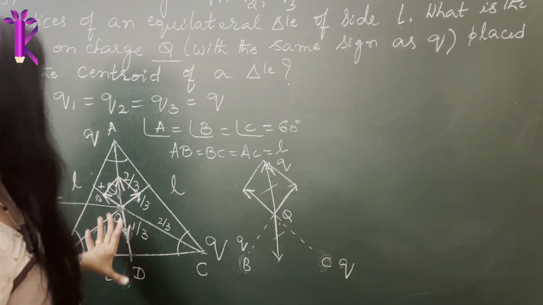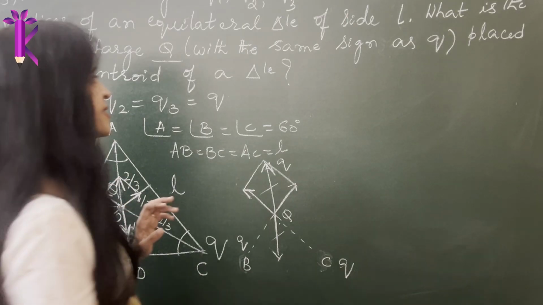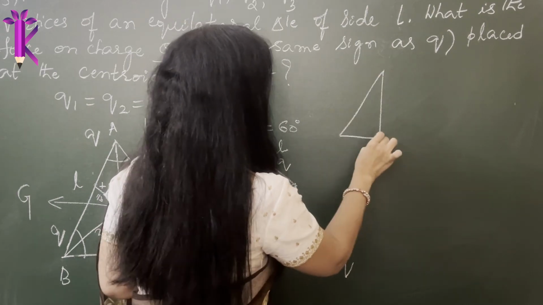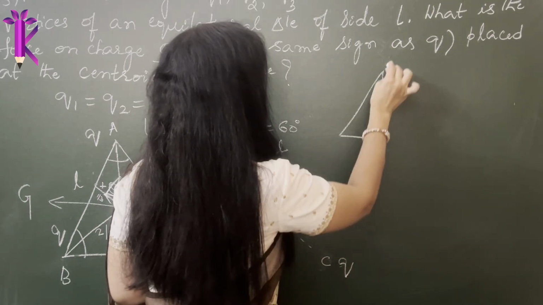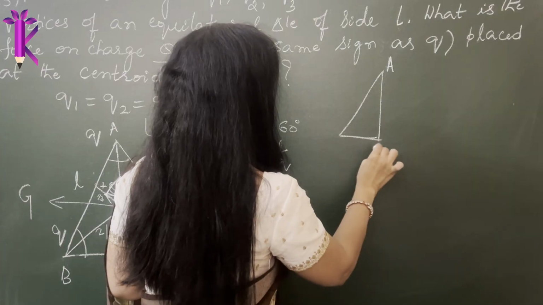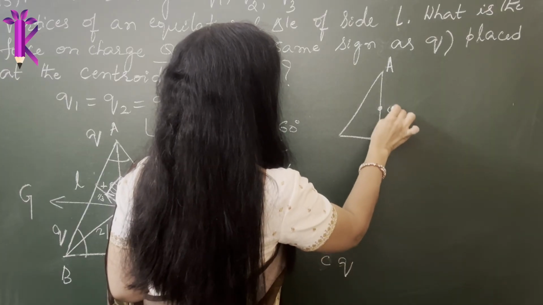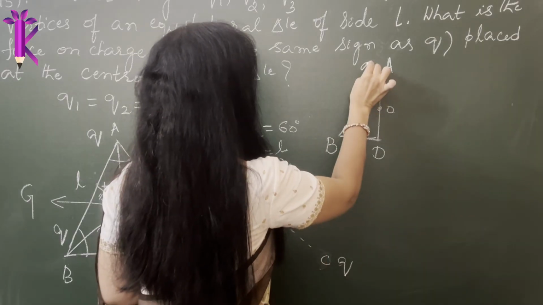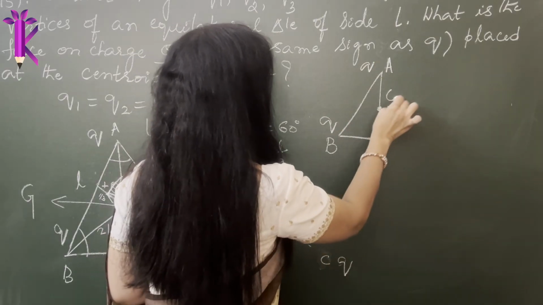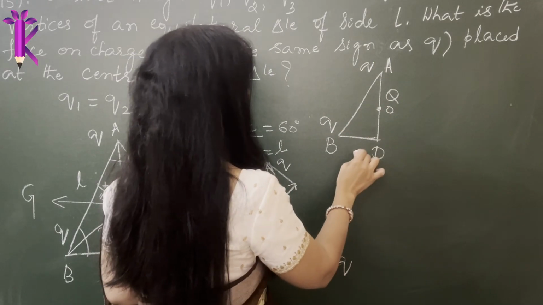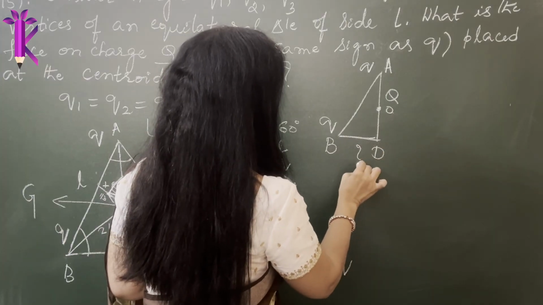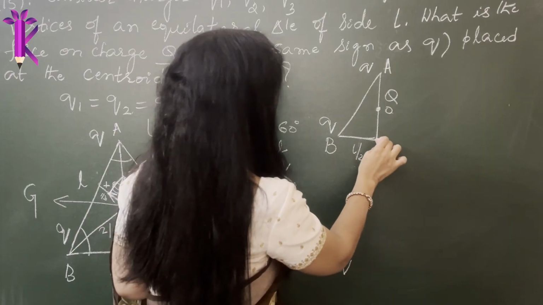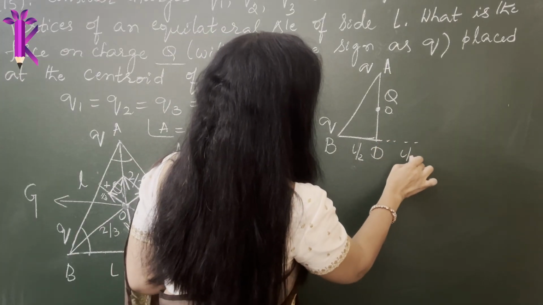But otherwise, let's find out. Okay, let's take this triangle, how it is being solved in your textbook. So this is A, this is D, this is your point O where your charge is placed, and this is B. Here is also Q, here is Q, and here is Q. Okay, now this length we do not know. This length is L by 2 because it is half, and the rest is here also L by 2.